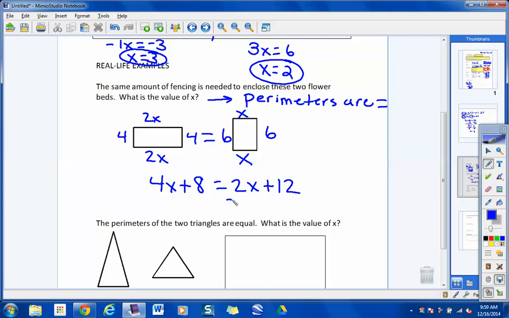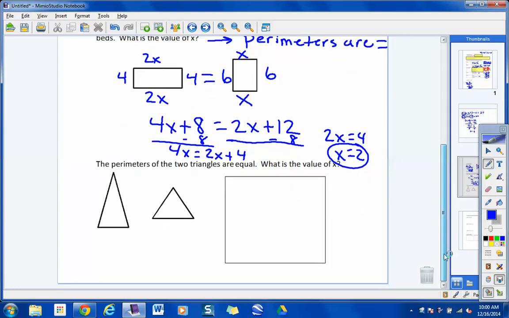I subtracted 8 from both sides. Okay, so you went this direction. You subtracted 8s first, right? So you have 4x equals 2x plus 12. Is that right? And then subtract what from both sides? I subtracted 2x from both sides. So I've got 2x equal to 4 when I do that. And then I divide both sides by 2. Very good. All right.